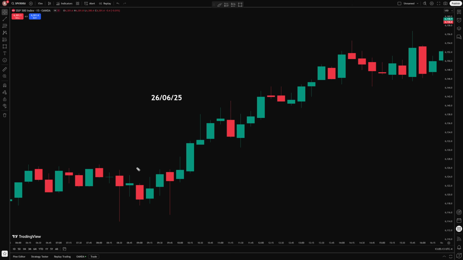Specifically, I'm only interested in what happens in the first 15 minutes. So I wait for this candle to close, which will happen at 9:45. And then I mark the low and I mark the high. That gives me the opening range. Once I have those, I sit and wait for a breakout with confirmation.